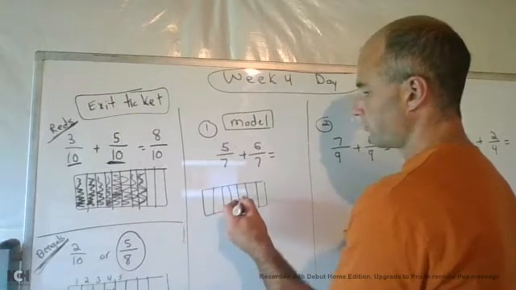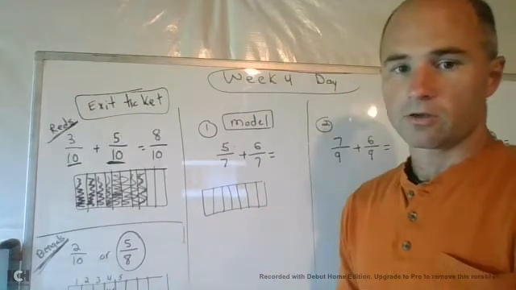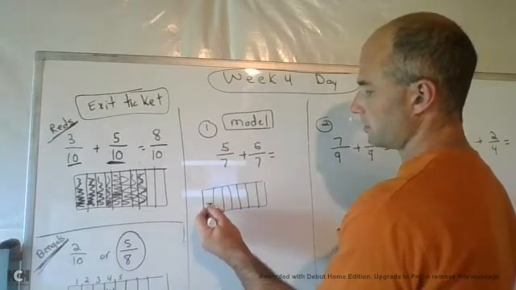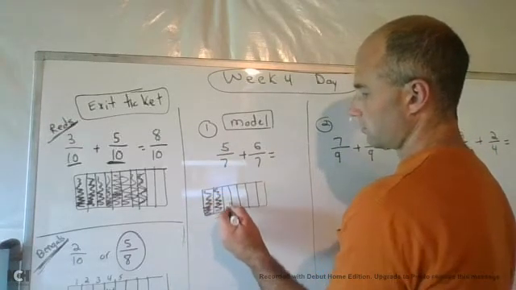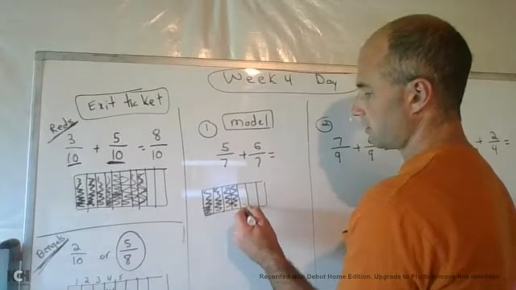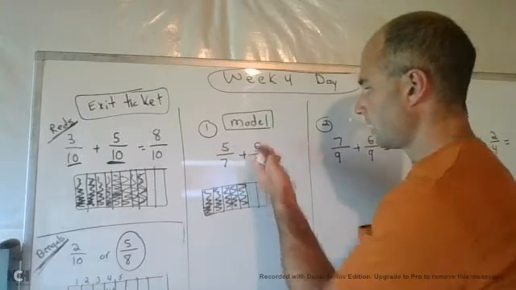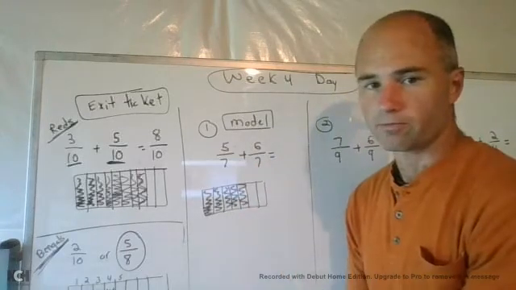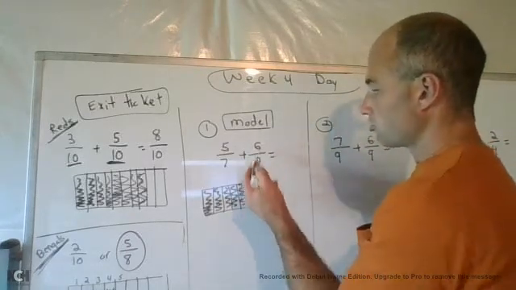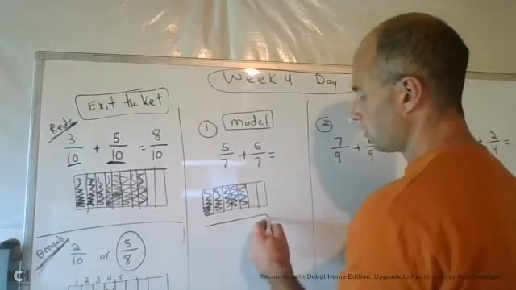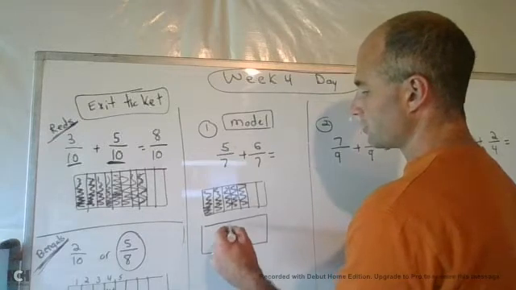1, 2, 3, 4, 5, 6, 7 parts. Okay. I shade in 5 of these. 1, 2, 3, 4, 5. Well, I don't have any space to make any more. Okay, I need to shade in 6 more sevenths. So I'm going to make another whole and break that whole up into sevenths.